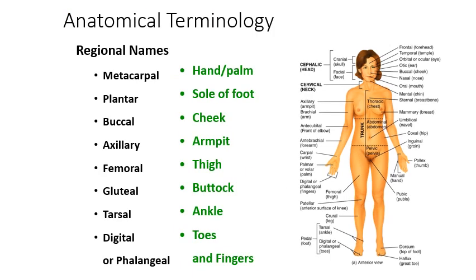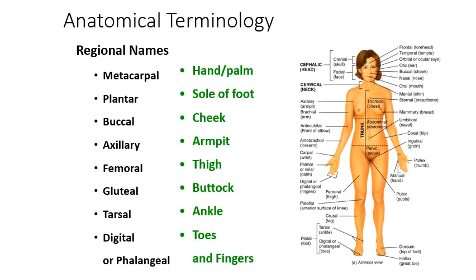Some more here. Metacarpal refers to the hand or the palm of the hand. Plantar refers to the sole of the foot. Buccal refers to the cheek. Axillary is the underarm, femoral is the thigh, gluteal is the buttocks, tarsal is the ankle, digital or phalangeal could be referring to either toes or fingers.